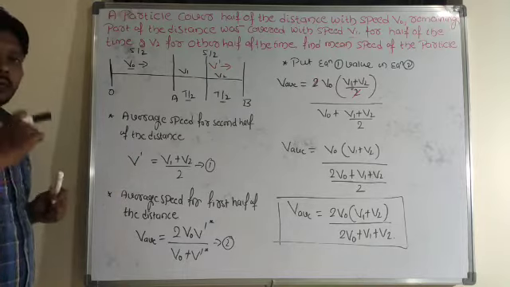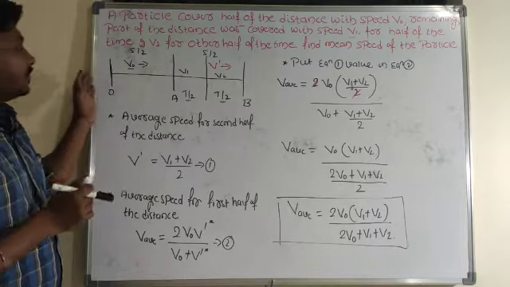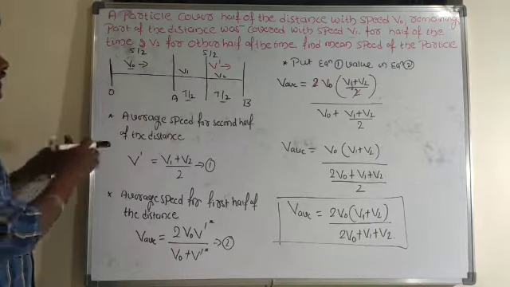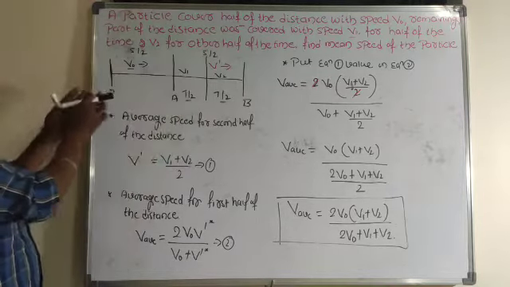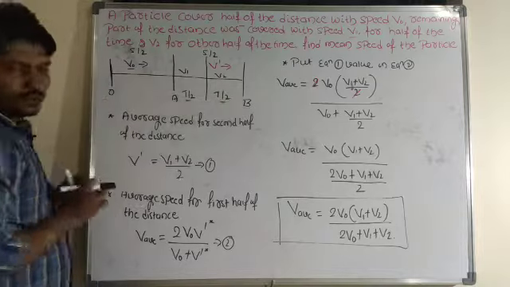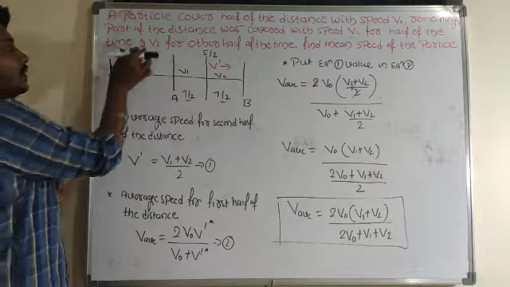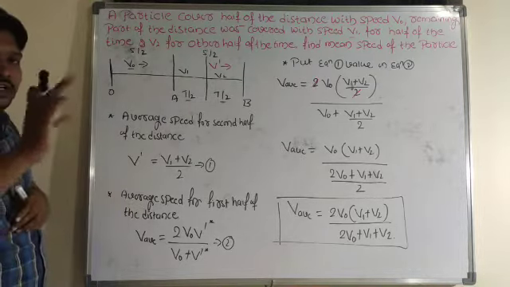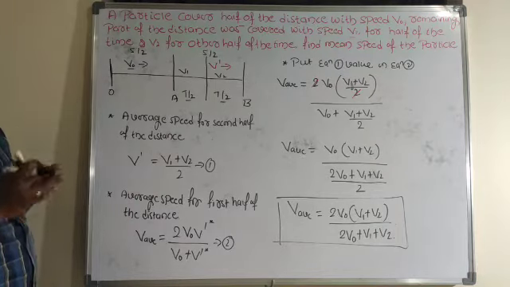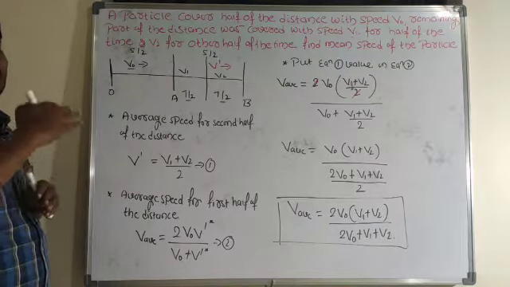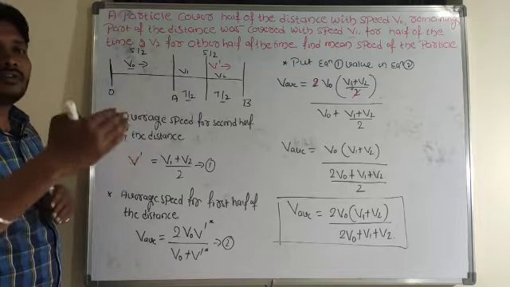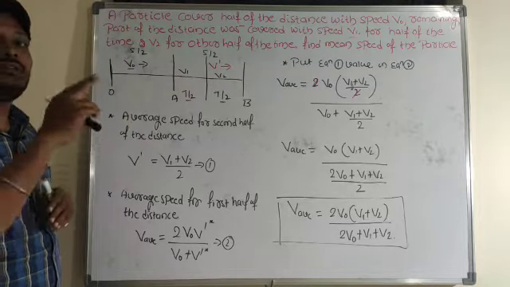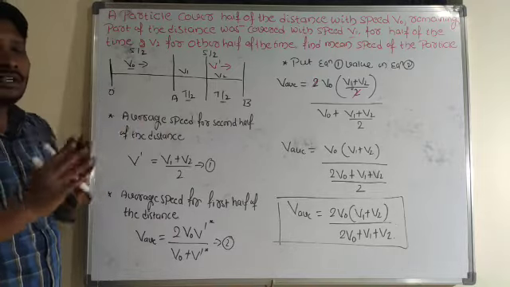Now what is the connecting formula for the first half of the distance? So look at here. S by 2 and S by 2. In order to move from O to B, here the distance is the same. So if the distance is the same, I want to find the formula for average speed. Average speed is equal to 2 times V1 into V2 divided by V1 plus V2. So don't get confused here. Here V1 means first speed, V2 means second speed.